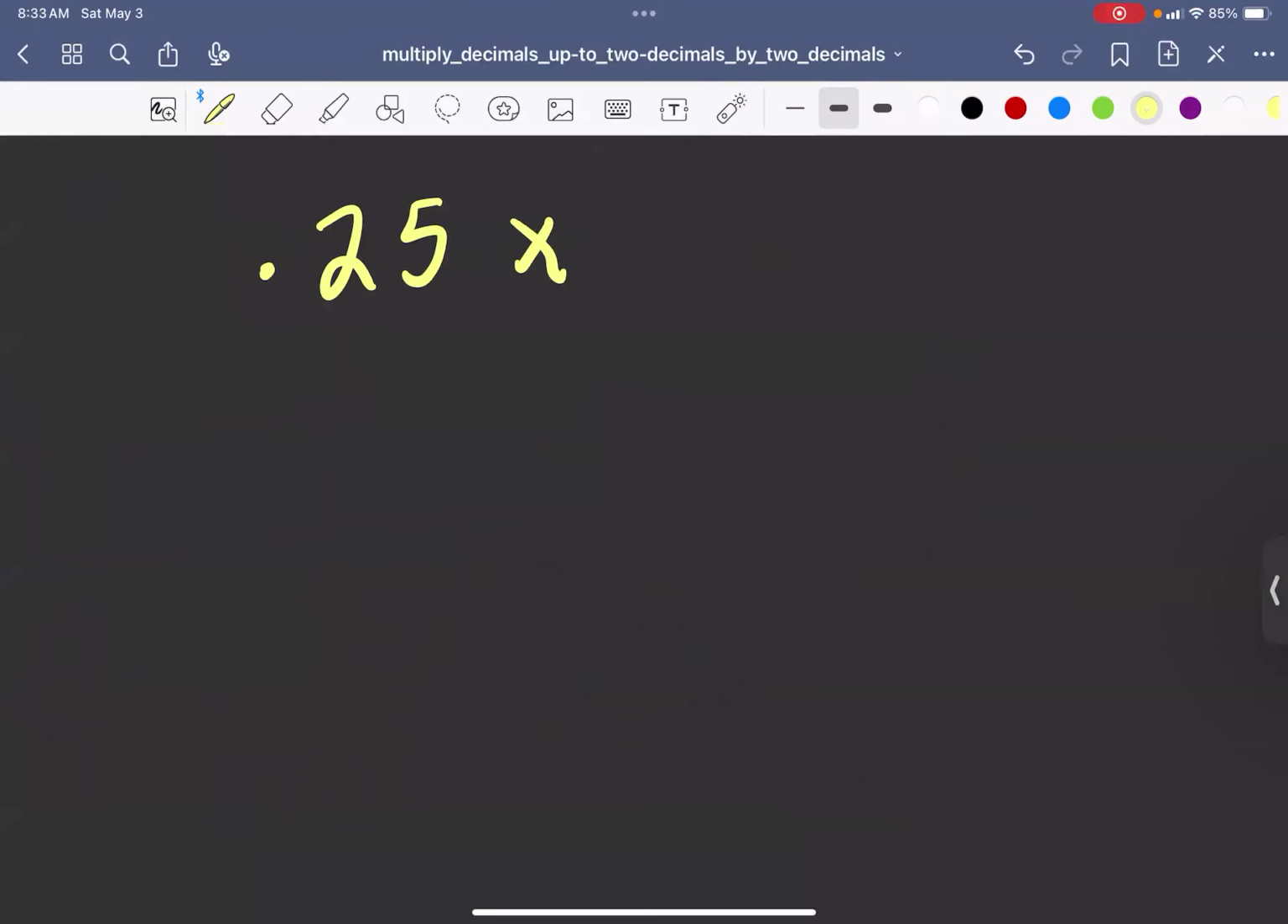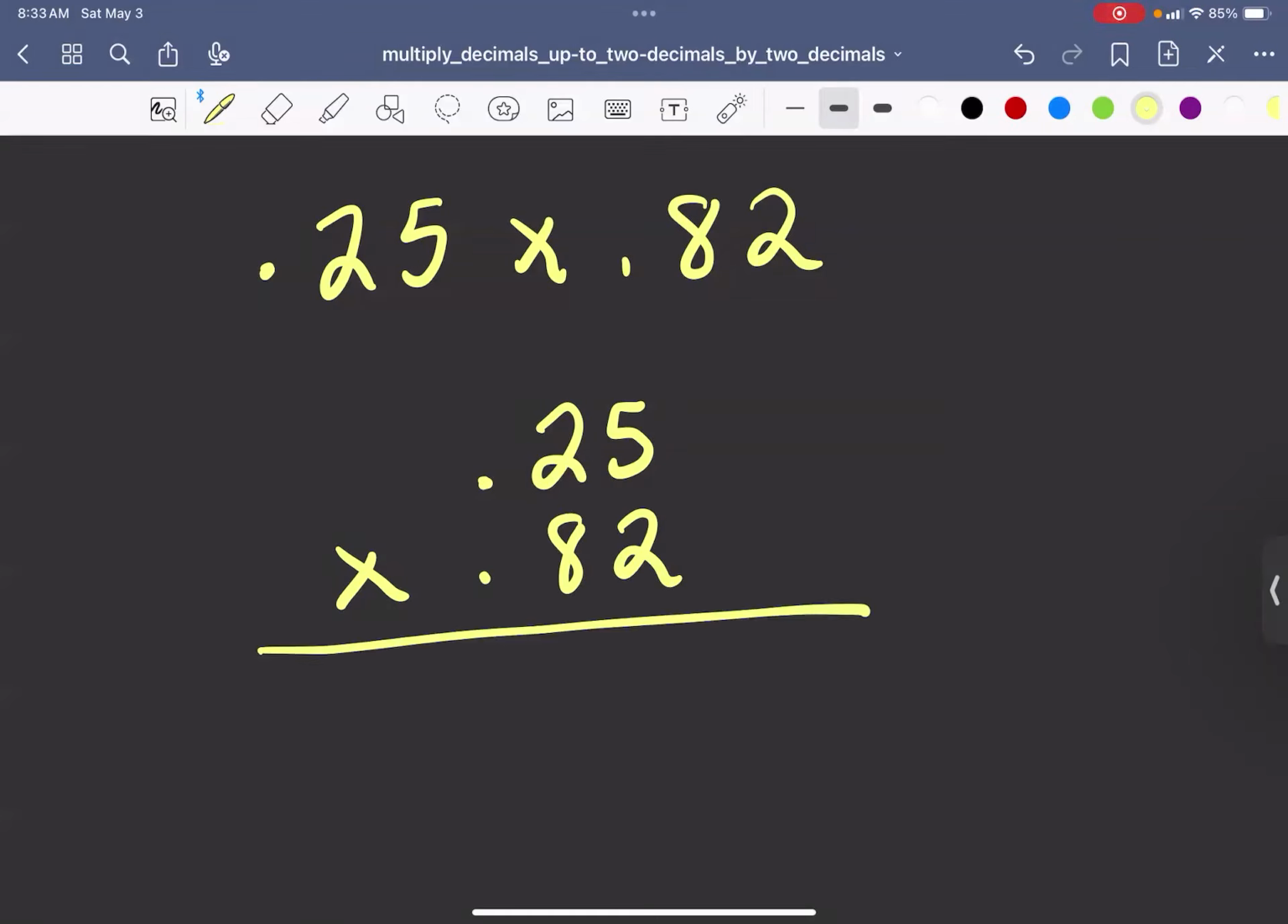0.25 times 0.82. Let's line up the decimals. 0.25 times 0.82. So the decimal was moved 2 times here. So 1, 2. And the decimal was moved 1, 2 times in 0.82. So we're going to need to move the decimal a total of 4 times.